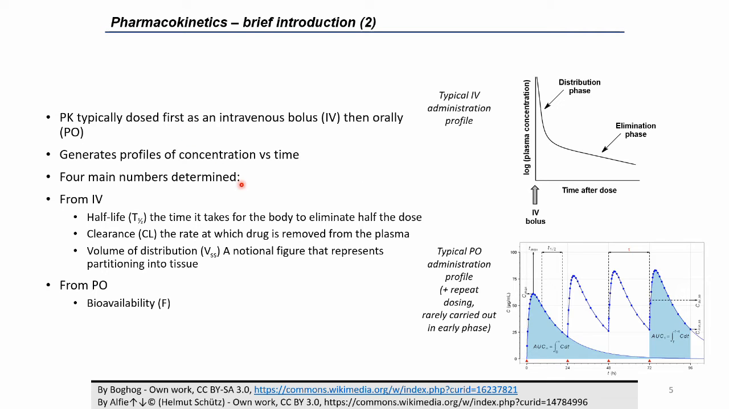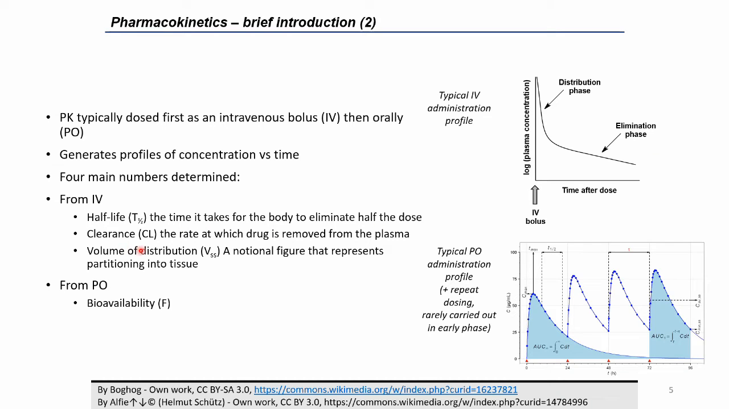And these experiments will generate four main numbers for you. From an intravenous experiment, you will get a half-life, and that can be measured from this elimination phase, and that's the time it takes the body to eliminate half the dose. So as you drop down here, you will see that after a certain period of time, you have half the concentration that you had before that, and then the same period again, it will be down to a quarter and so on.